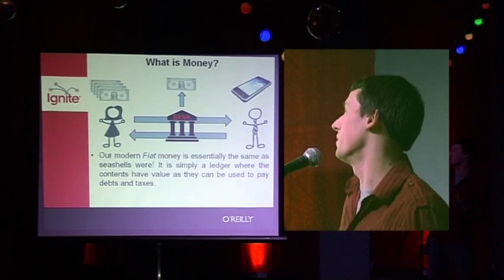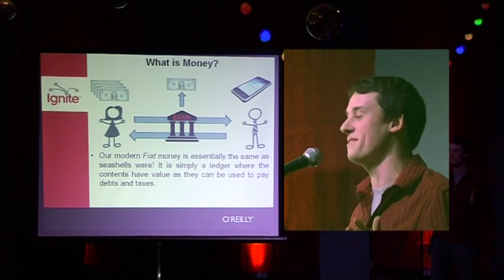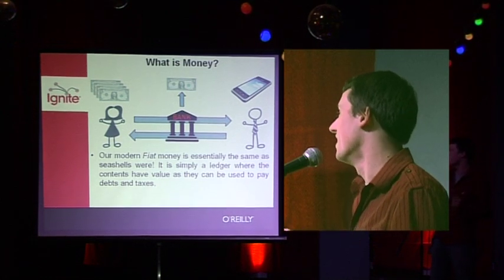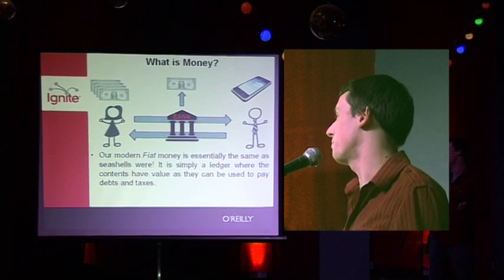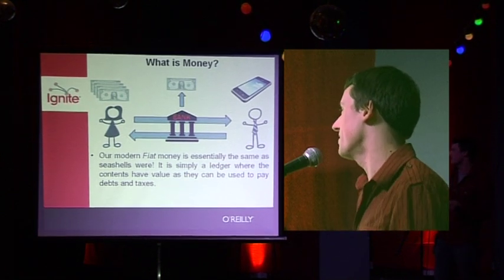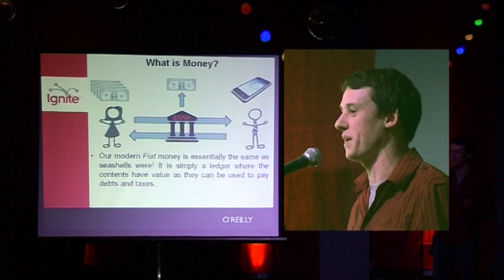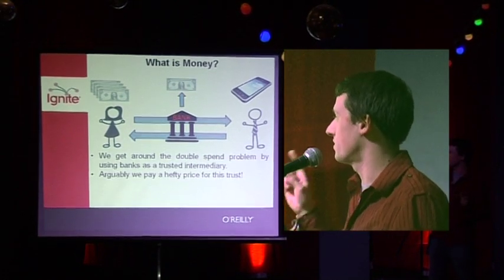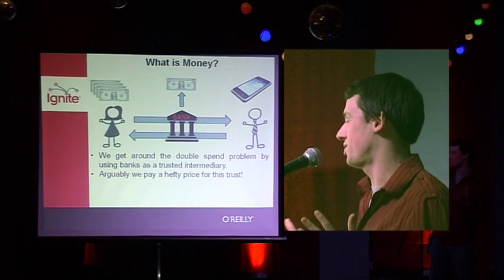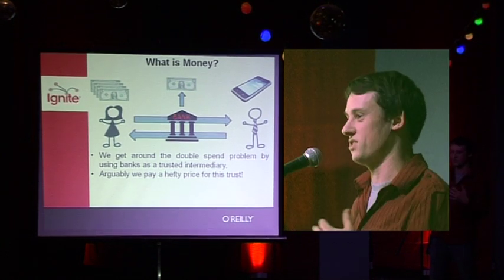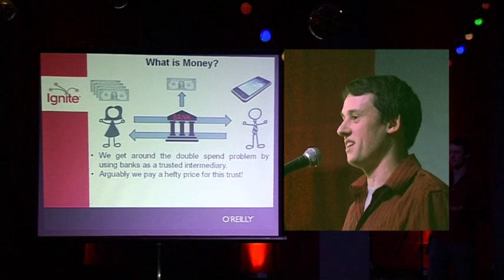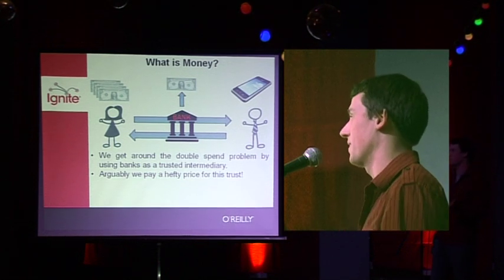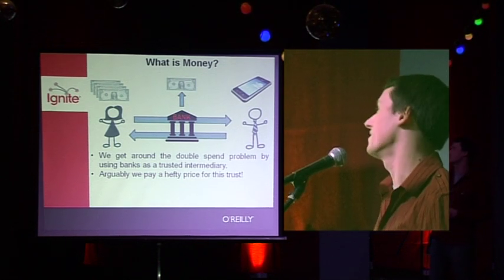Now, this is modern money. Modern money really isn't that different to what seashells were. It's basically just electrons in a bank account. It's just a ledger. The only reason it's useful or valuable is because you can pay debts or taxes with it. And we pay a price for this. To actually make modern money work, we need to trust banks to stop people just replicating money. And arguably, we do pay a hefty social price for banks' misdemeanors, shall we call them.